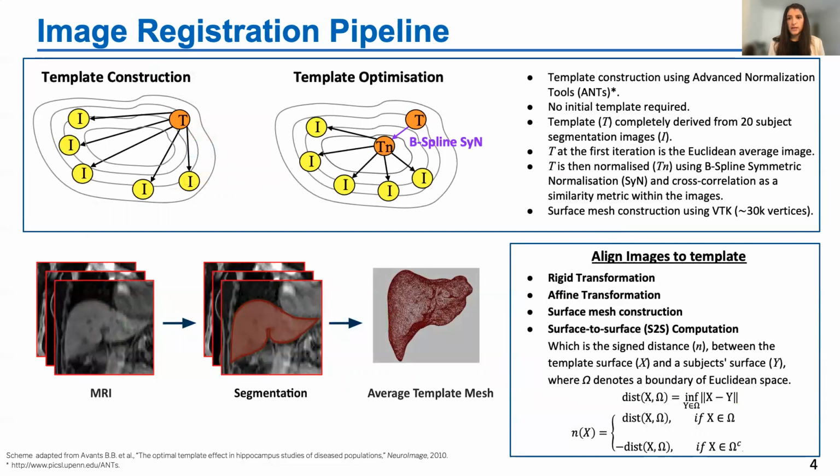Once the template was available, we performed a registration step where all subject-specific segmentations were rigidly and finally aligned to the template. The subject meshes were then constructed, enabling the further computation of 3D mesh-derived phenotypes. Then for each subject mesh, surface-to-surface values were measured by computing the nearest neighbor signed distances between the template surface and the subject surface for each vertex.